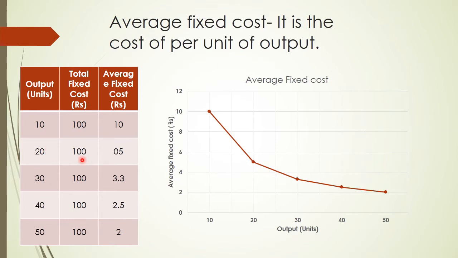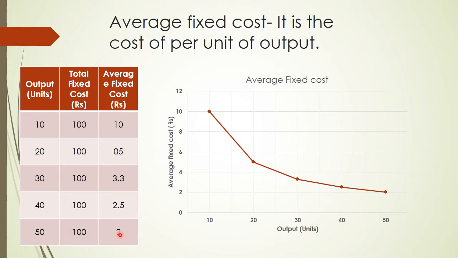So what will be your average fixed cost? That is 100 divided by 10. That is per unit it will be 10. Suppose now if you produce 20 units instead of 10 units, your fixed cost will remain the same, that is 100 rupees. So now what will be your per unit cost? That is 100 divided by 20. So that is 5 rupees.